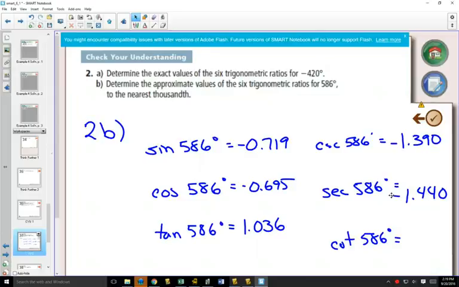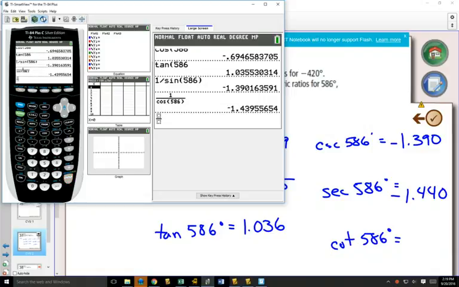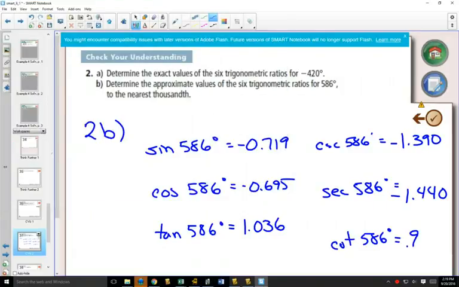And the last thing that we're going to do is tangent. So if I want to use that fraction button again, 1 divided by tan of 586. 966. Relatively straightforward.